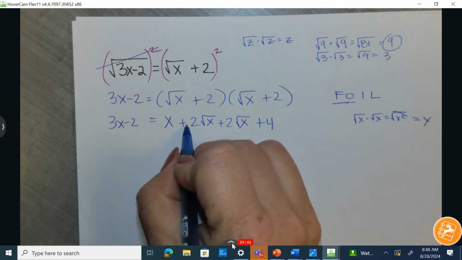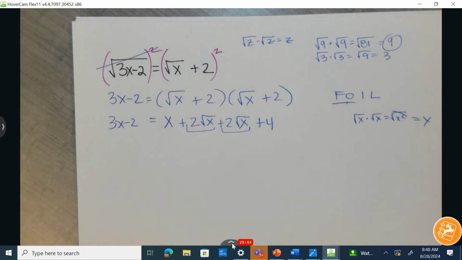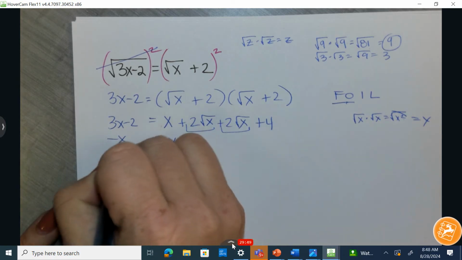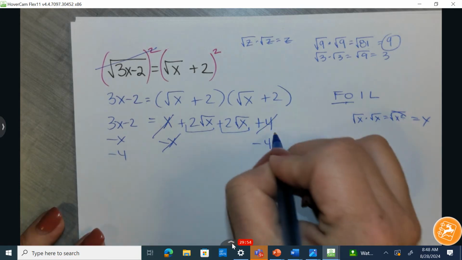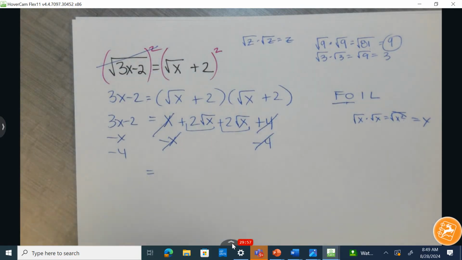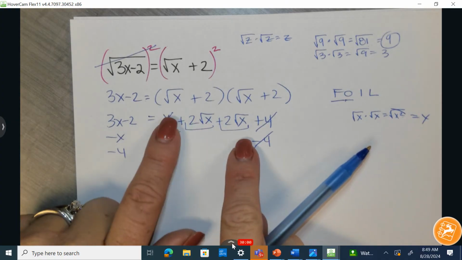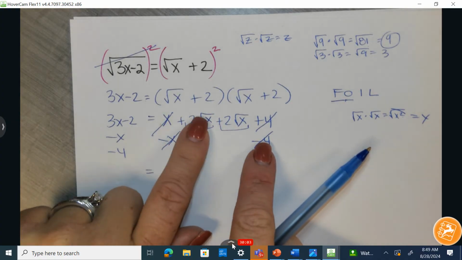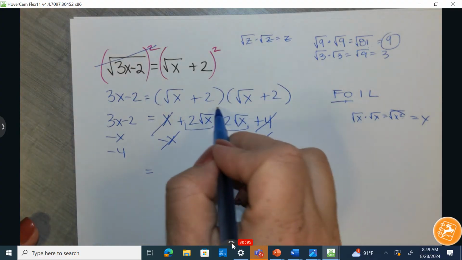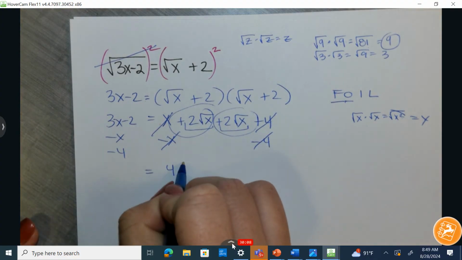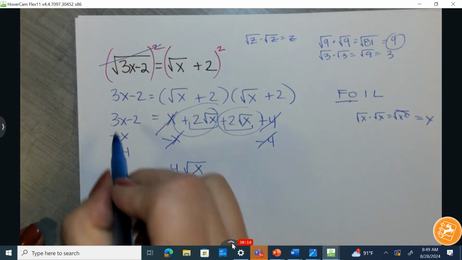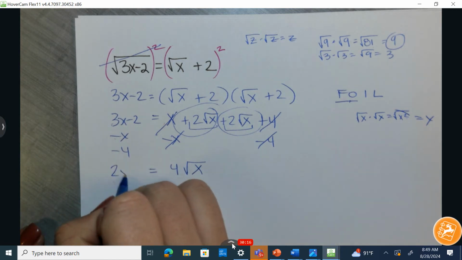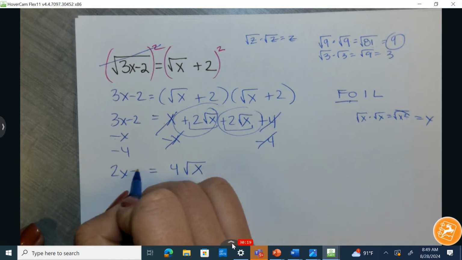My goal is to keep the radicals on one side together. So I'm going to move the x to the other side. Positive x and negative x cancel out, and I'm going to move the 4 to the other side. Positive 4 and negative 4 cancel out. So on the right side, I have two groups that are exactly the same: a positive 2 square roots of x and a positive 2 square roots of x. When I combine these two terms, I'm left with 4 square roots of x. I didn't multiply them, I combined them by adding. On the left-hand side, 3x minus x is 2x, and negative 2 and negative 4 is a negative 6.